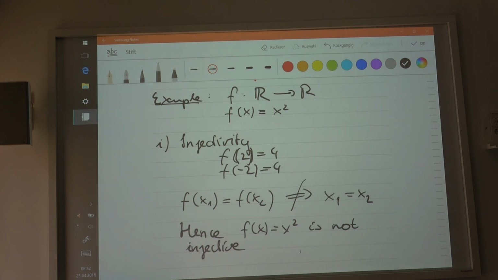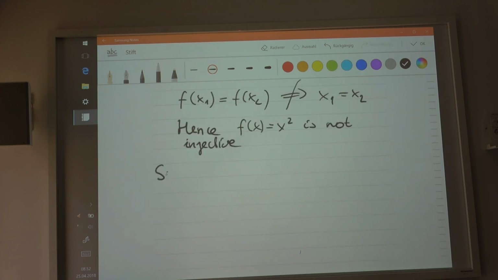All right, and you can, of course, show this in the general case, but as soon as I find an example where two different arguments do not have two different images, then I've actually shown that the function is not injective. You can use, of course, the more general approach, but the example works too. And the function is not surjective either.